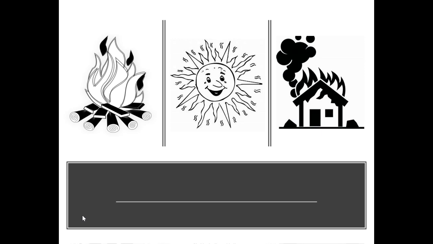Well, in the first picture, I notice a blazing fire. It looks like it's been there for a while. In the next picture, I notice the sun with its radiant heat waves coming off of it. In the third picture, I notice a house that is in flames and it is totally engulfed in fire and smoke. So, how are these pictures the same or similar?